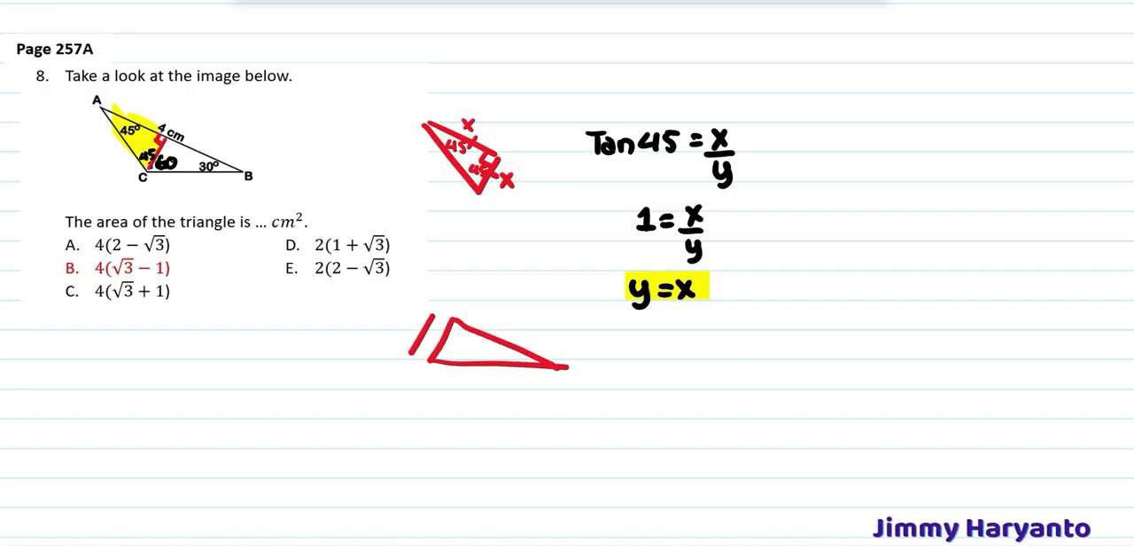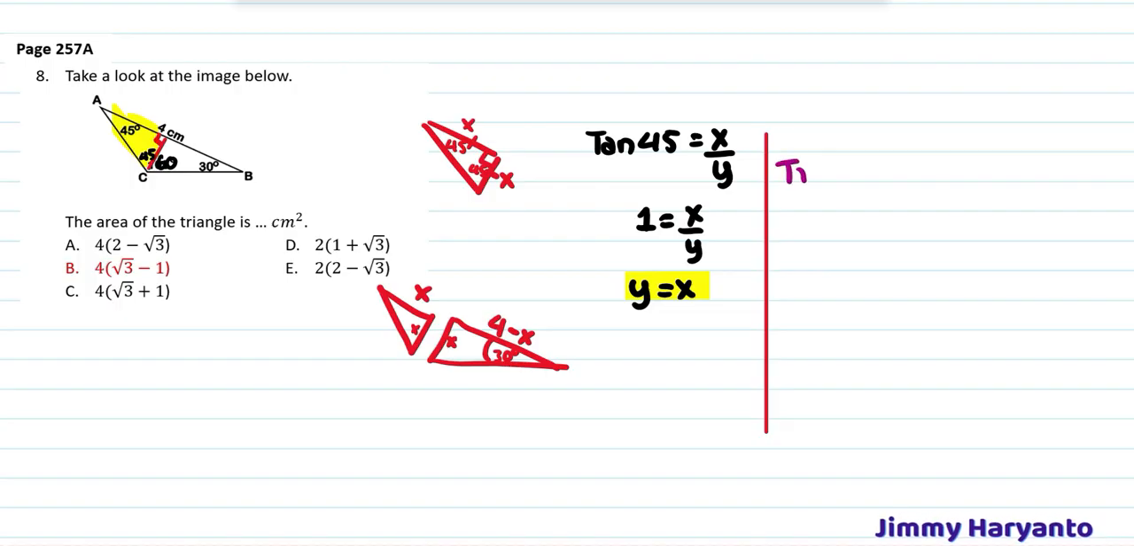We already know that this one is x and this whole thing is 4 centimeters. That means this one will be 4 minus x centimeters, and this one is x. That means this one is also x. This one is 30 degrees. Okay, right now we can use tangent one more time.